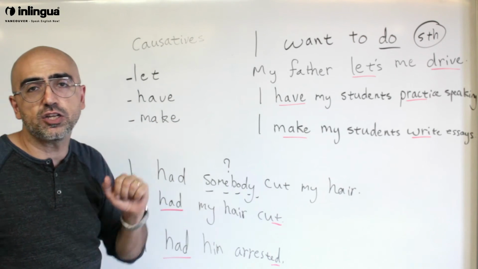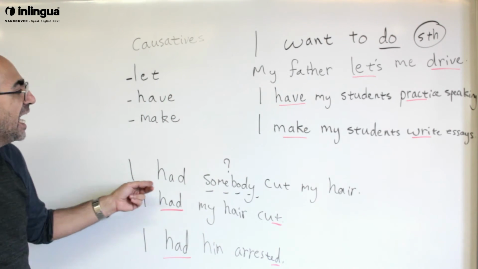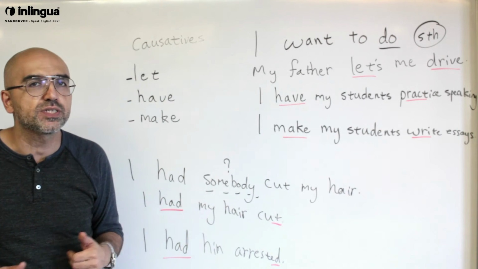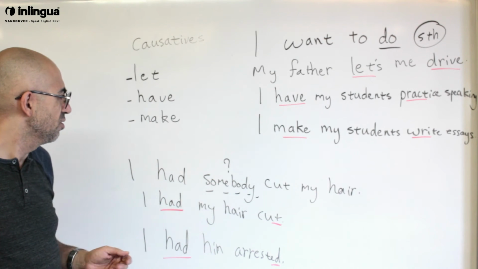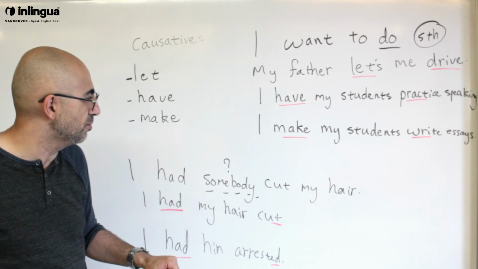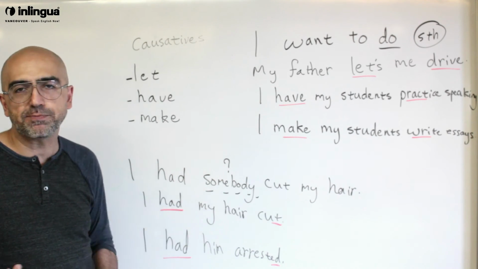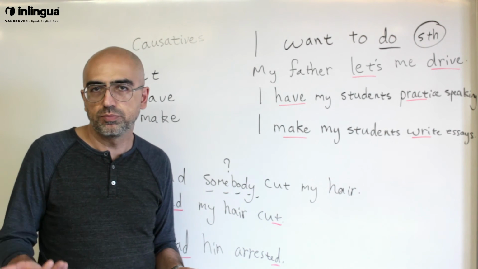With have, it gets a little more interesting. Sometimes you're talking about people we don't know. I had somebody cut my hair. I don't know who this person is. I had somebody cut my hair. Okay, why mention somebody? Why not make it a passive verb and say I had my hair cut? Now cut, the past participle is the same, cut, cut, cut. So the point doesn't really come across.